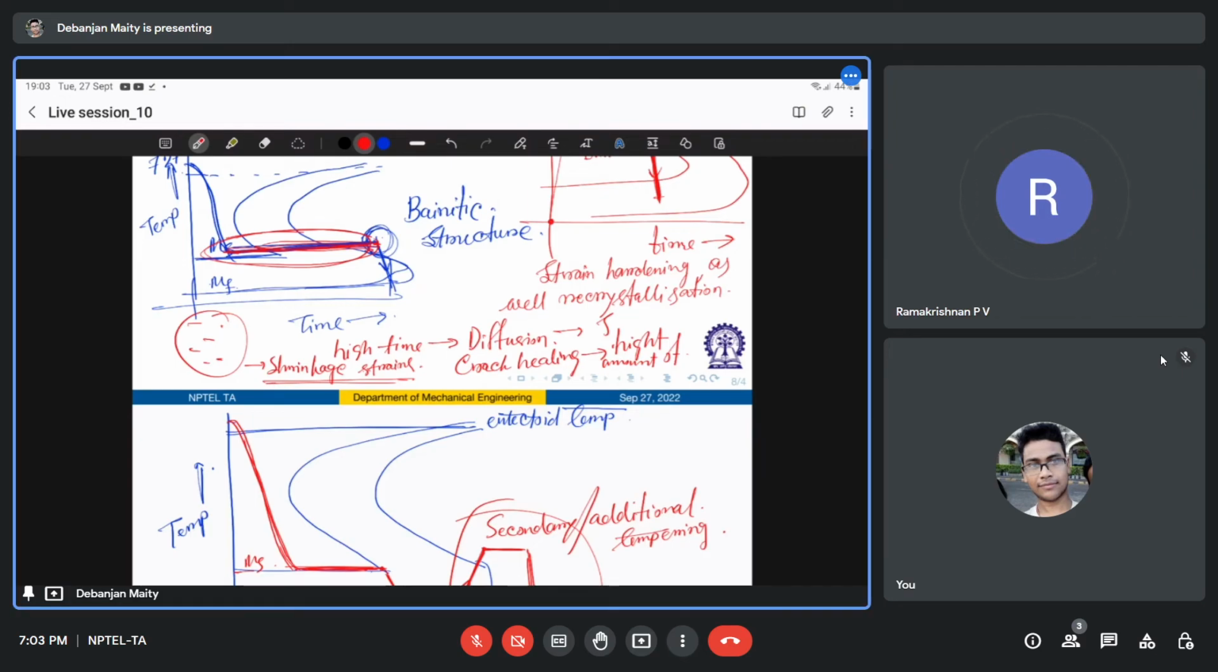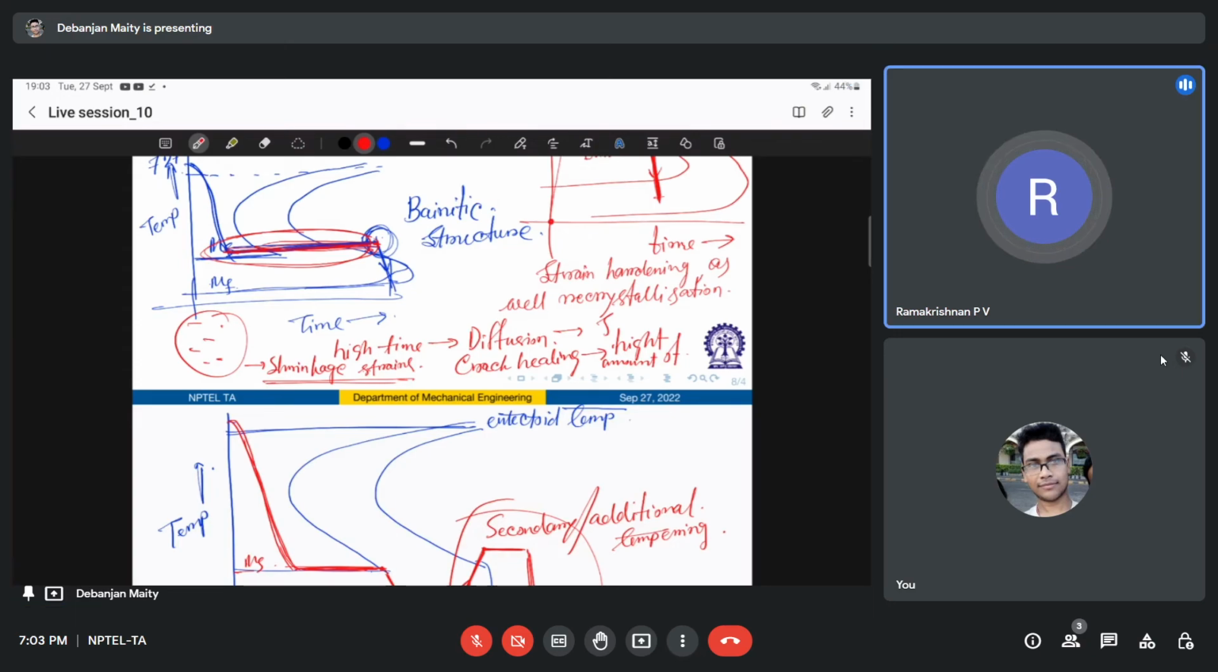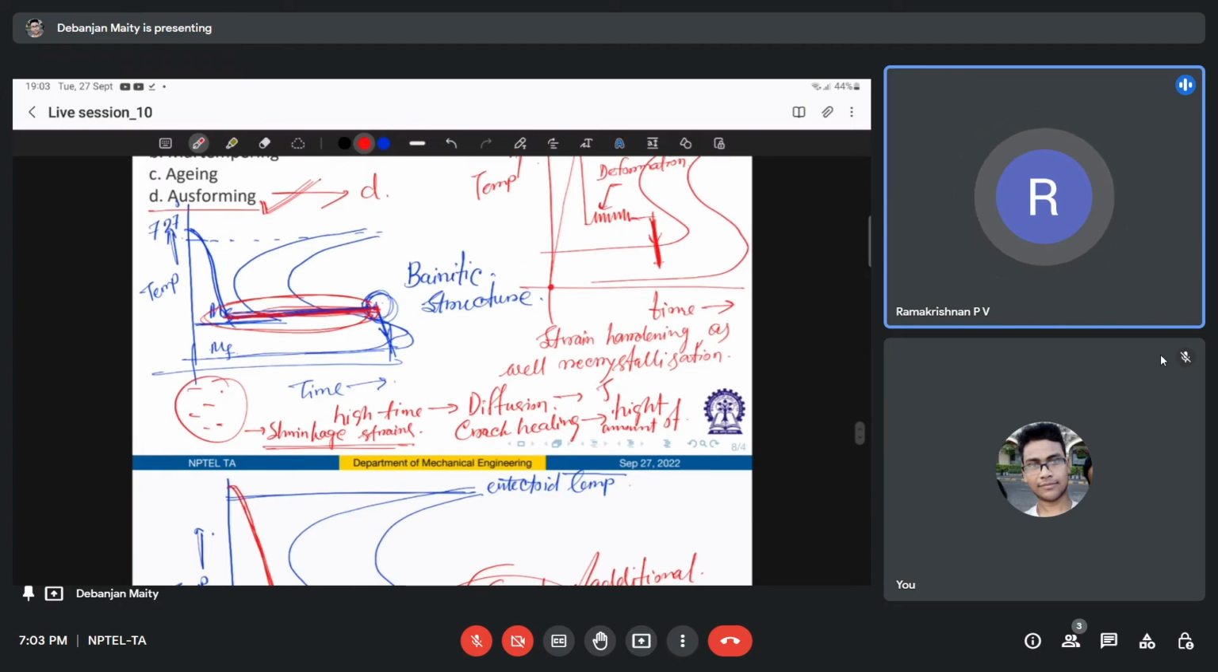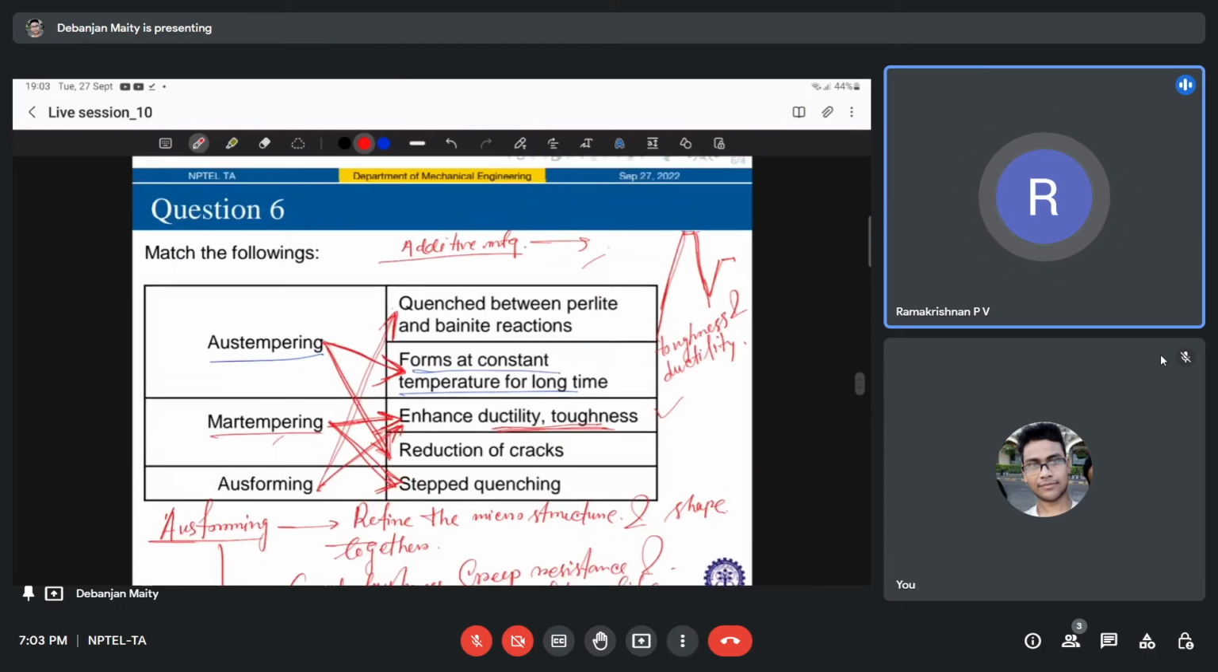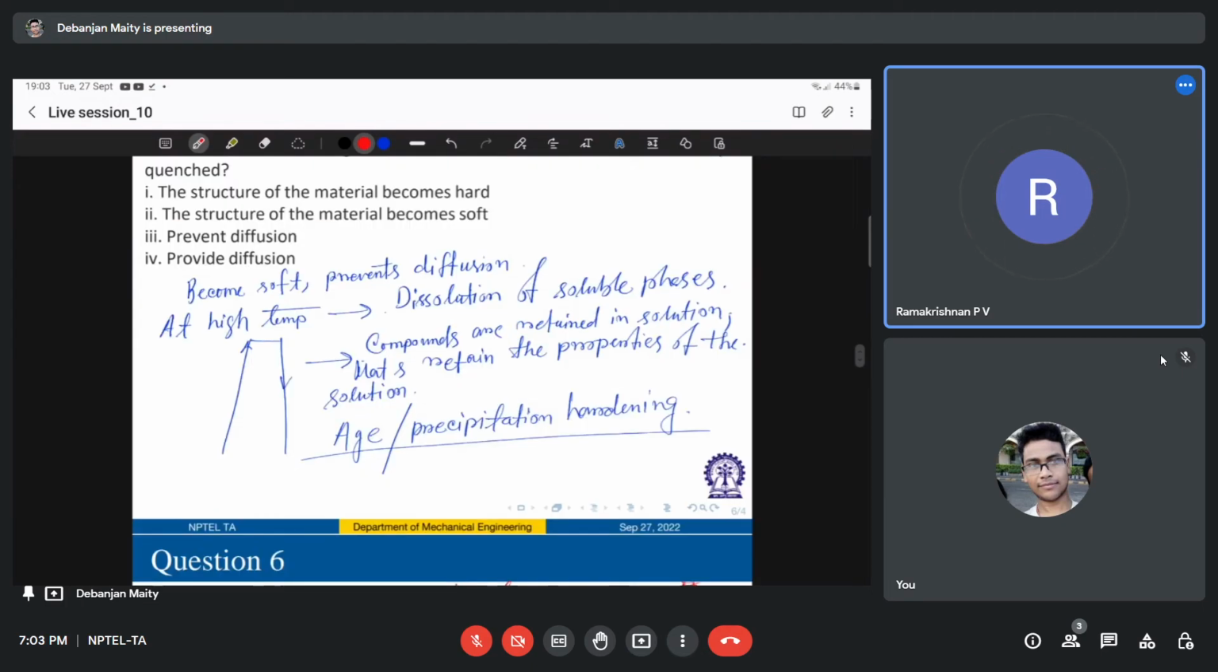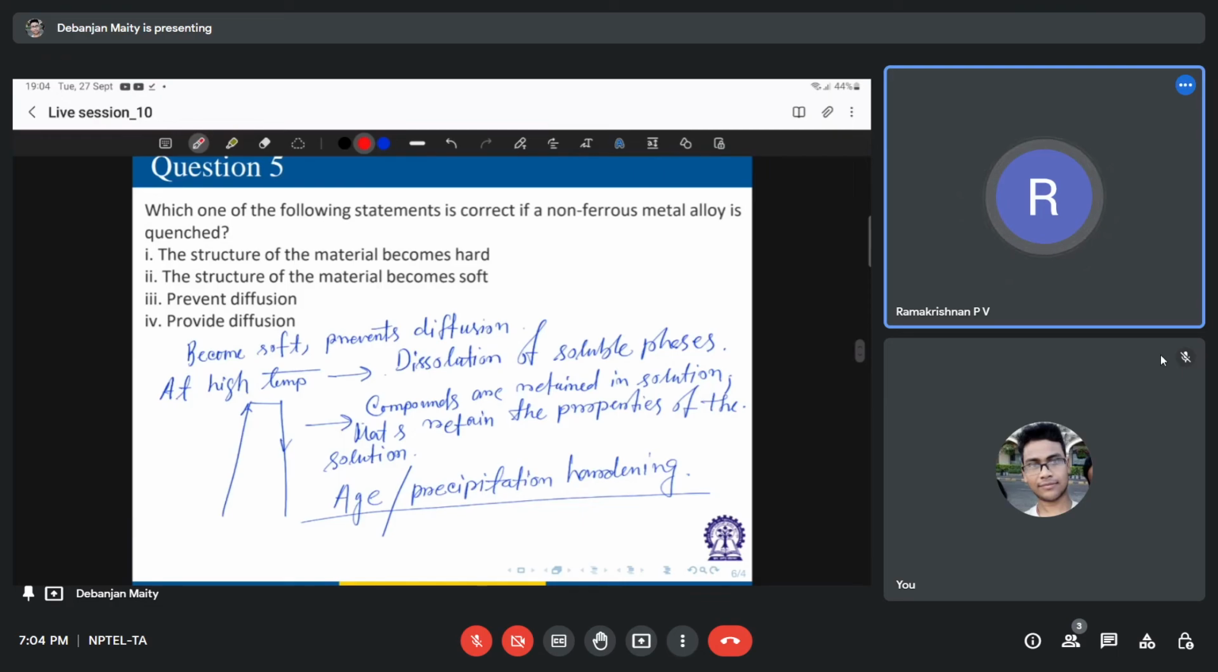So somewhere it is better, somewhere it is less better. I get it. And also another doubt, sir. With the questions we solve for non-ferrous alloys, where we have diffusion, whether it prevents the diffusion or provides the diffusion. Can you explain the properties of non-ferrous versus ferrous while we are quenching? What happens regarding the diffusion in non-ferrous alloys and ferrous alloys?